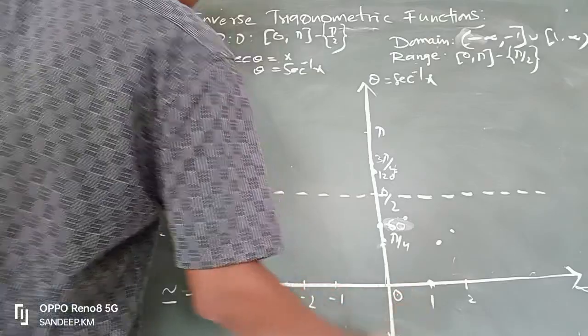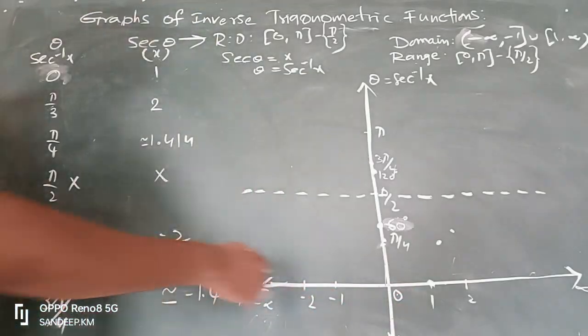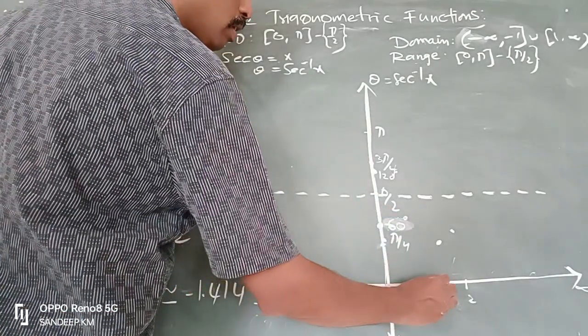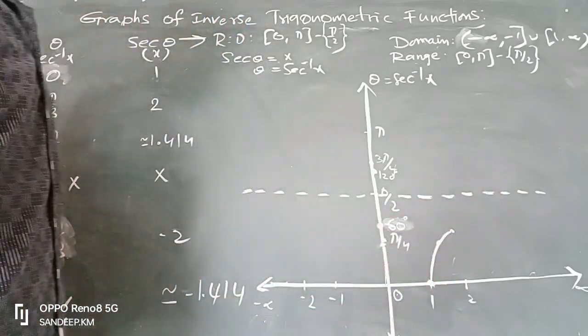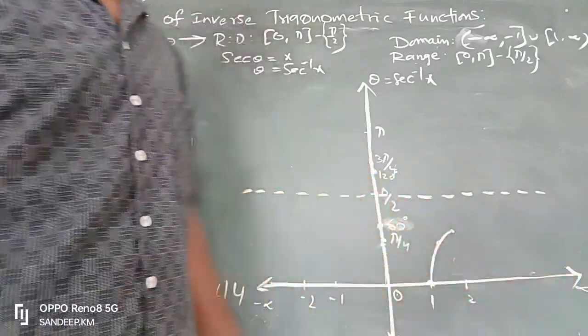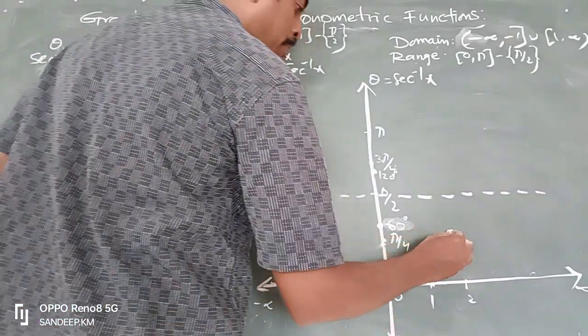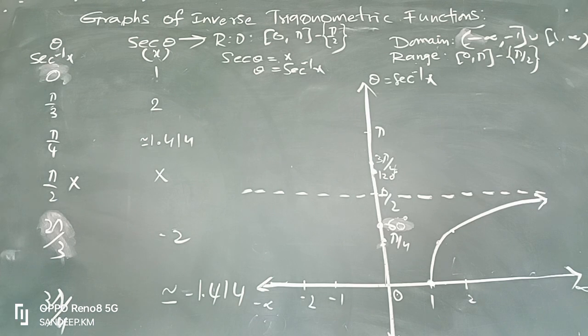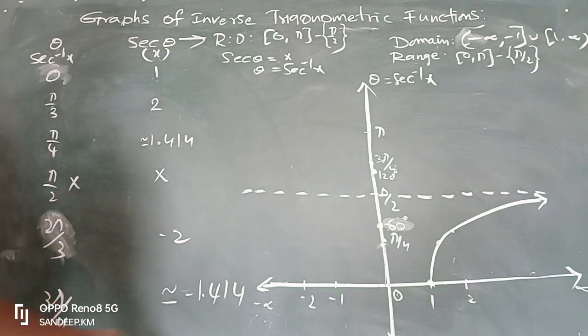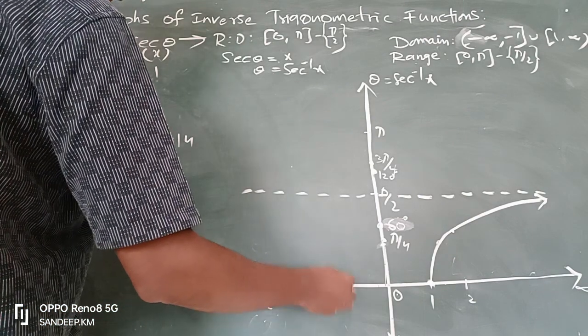And when input approaches, okay, let me try to draw it. And please observe one thing. As input approaches plus infinity, the output approaches pi by 2, but it will not touch. They will not meet. Similarly, when input is minus 1, the output is pi.